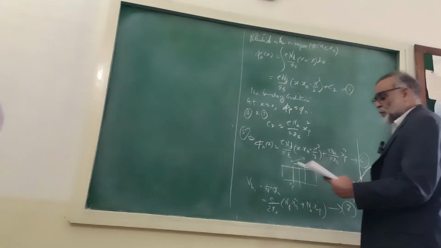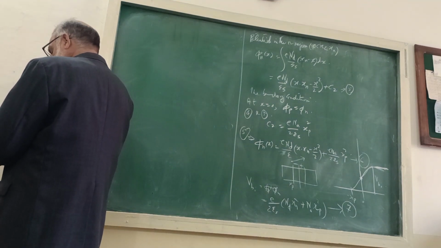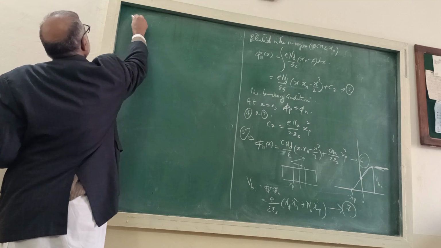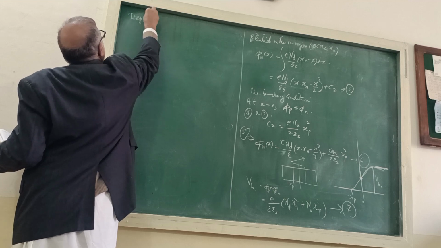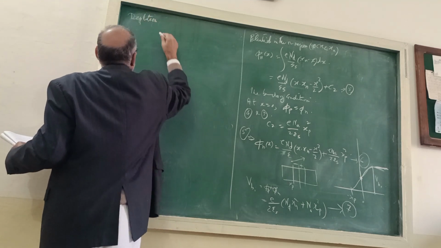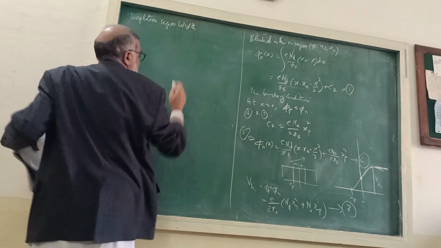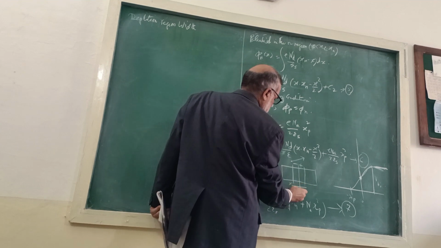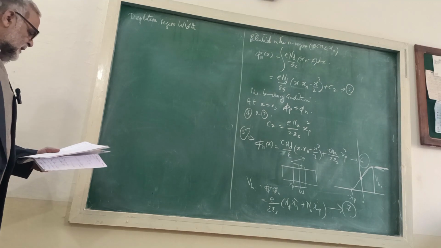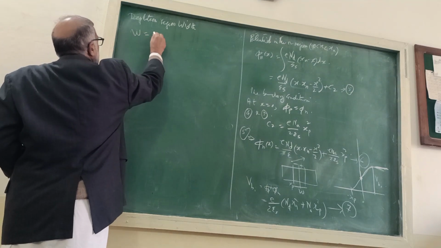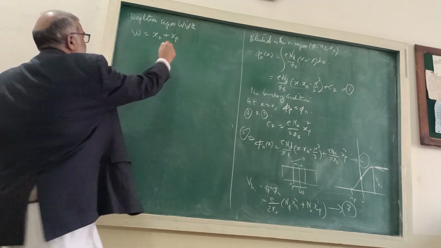What is the width of the depletion region? The width of the depletion, or space charge, region. This is the W. So W is equal to xn plus xp.